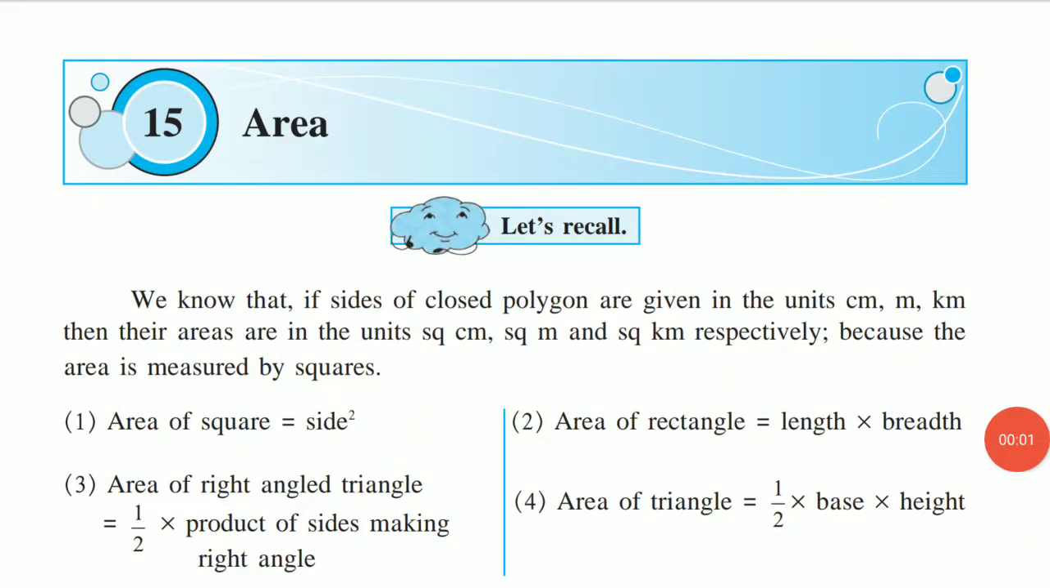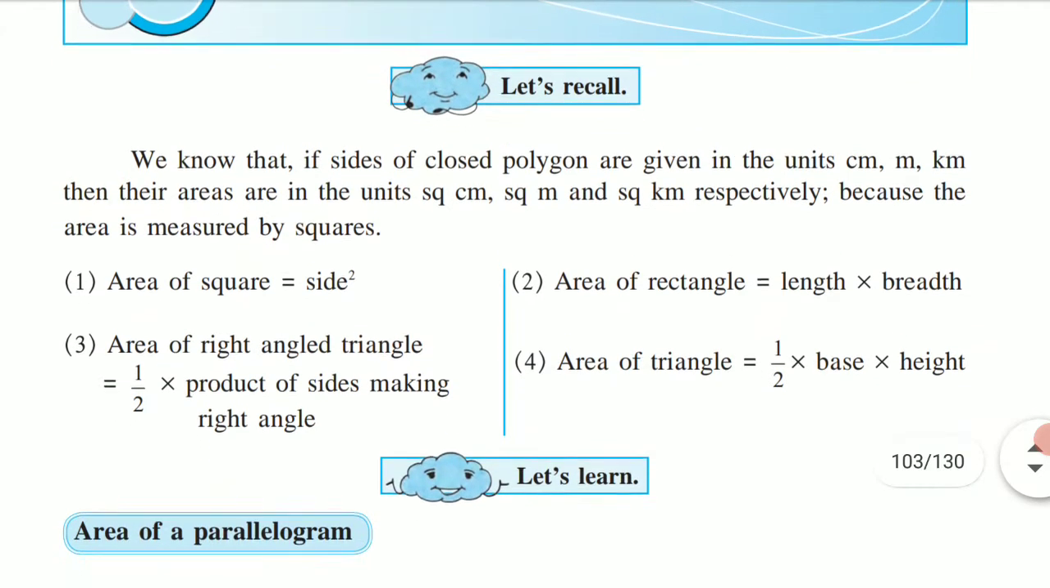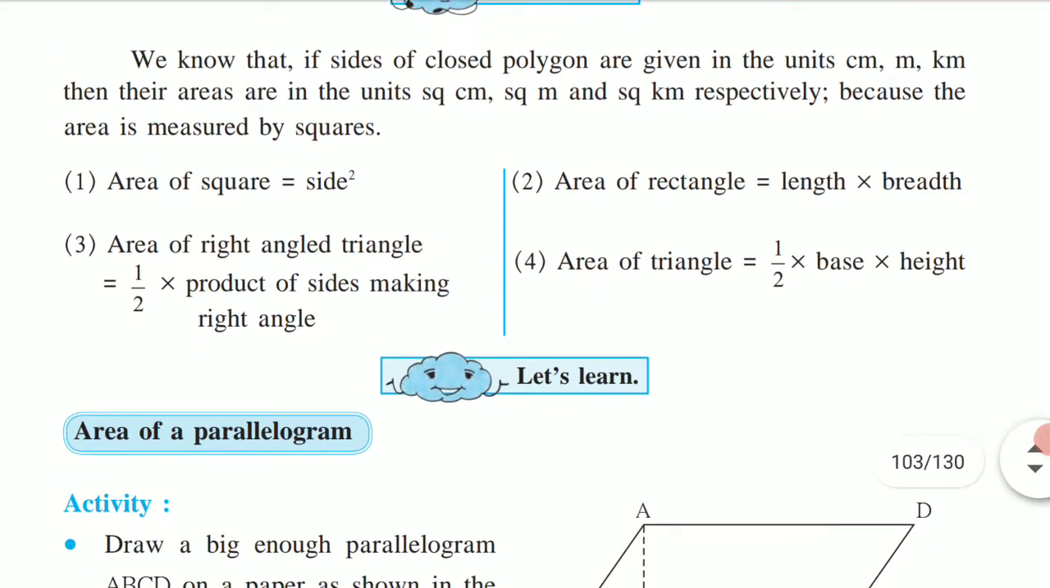Good morning, students. Today we are going to see the next lesson, area. We know that if the sides of a closed polygon are given in the units centimeter, meter, kilometer, then their areas are in the units square centimeter, square meter, and square kilometer respectively, because area is measured by squares.